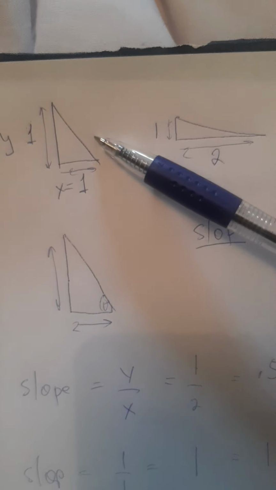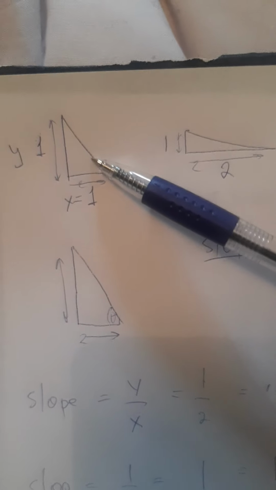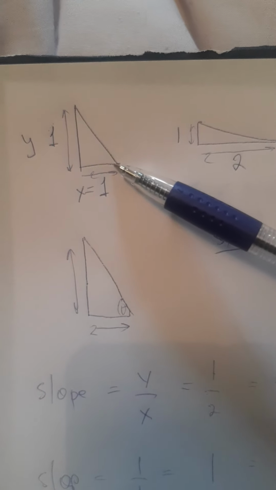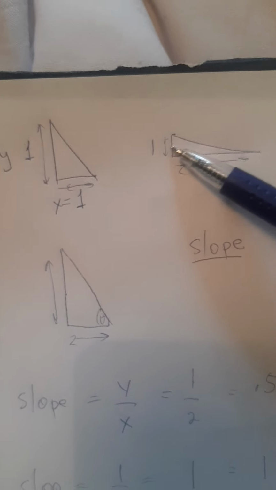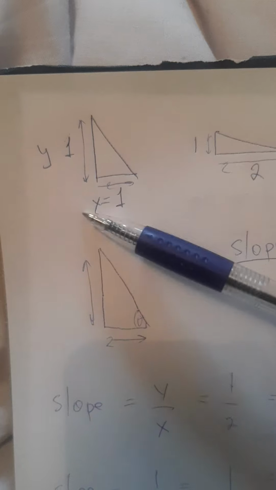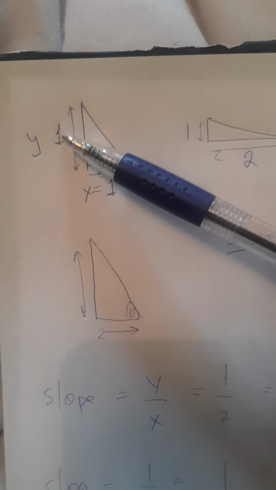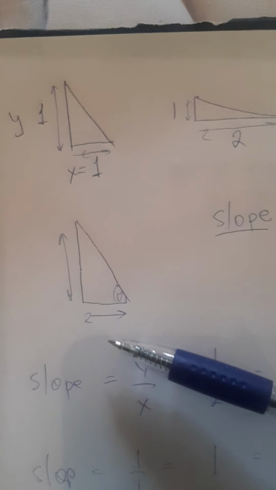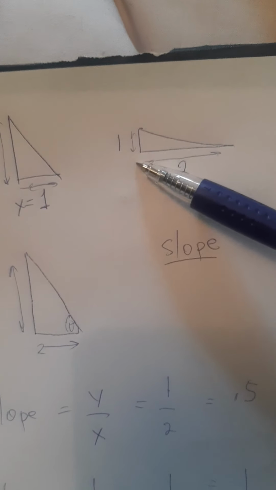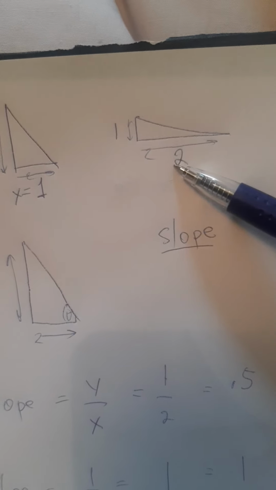So how do you measure the steepness? That's what a slope is. Let's say it's a road. How do you measure the steepness of it? The measure of steepness is y over x. If that side is 1 and that side is 1, you've got 1 over 1, so that steepness is 1. The steepness of this one is, let's say y is 1 and x is 2, it's a half.